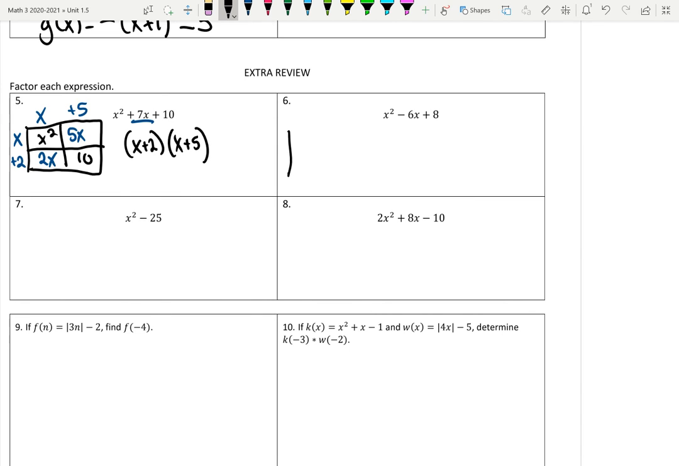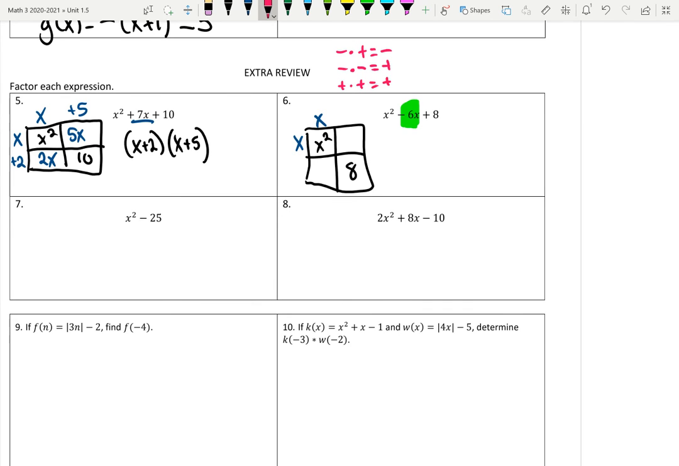Again, set up my area model. Immediately I put my a term, and then I'm going to put my b term, x squared, and then 8. Again, x times x produces x squared. Now, look at this b value ahead of time. I see that's a negative number. Remember, a negative times a positive is equal to a negative. A negative times a negative is equal to a positive. And a positive times a positive is equal to a positive.